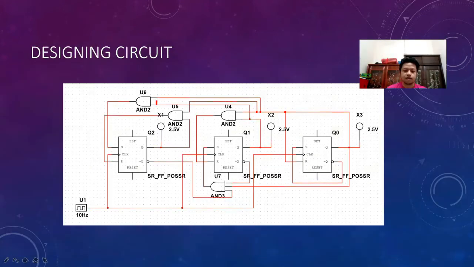Okay, here as you can see is our design circuit. Since S0 is equal to Q0 bar, we connect. This is the Q0 SR flip-flop, the Q1 SR flip-flop, and this is the Q2 SR flip-flop. So overall, as you can see here, there are 3 SR flip-flops, 4 AND gates, and also 1 clock.